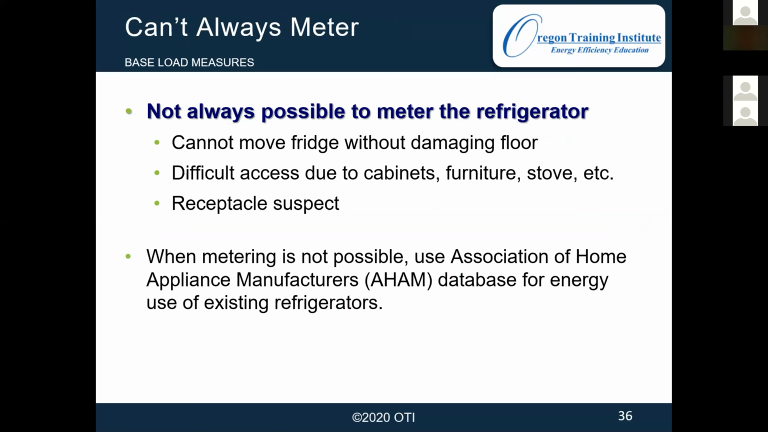So if we can't move the fridge to get to the outlet, to plug it in, to measure it, then we can use the AHAM database to look it up. But only if we can't. Testing is the first priority. And we could test other appliances in the same way by plugging them into the watt meter. The fridge is going to be one of the biggest users and has the highest priority for sure.